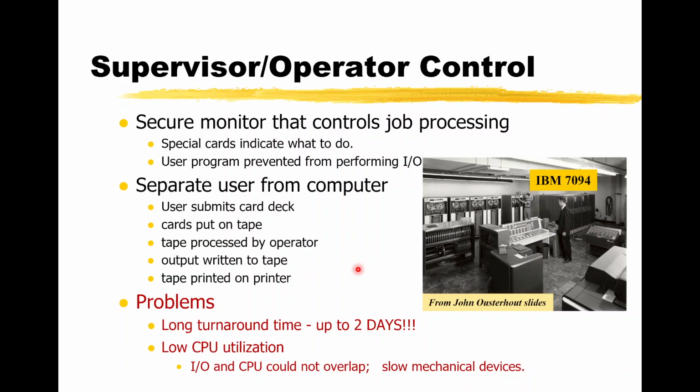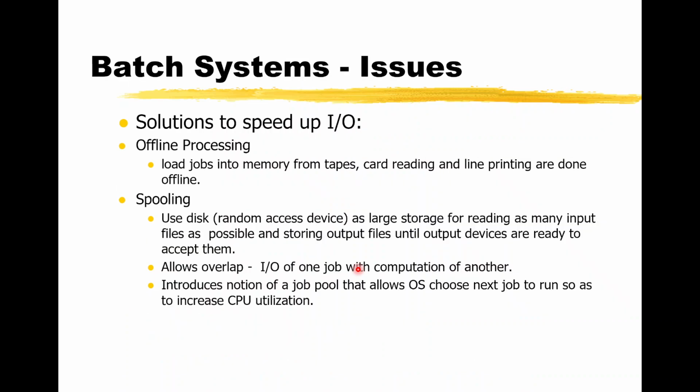But its problem was that it still had a long turnaround time of up to 2 days before you could get the input and output from what we have done. It has low CPU utilization. IO and CPU could not overlap. You had slow mechanical devices. Those were some of the problems. Then what was the solution? The solution was to speed up IO. And how do you do that?